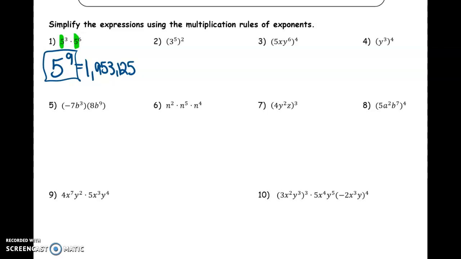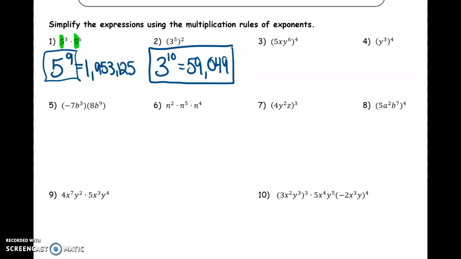For the second one, here's an example of a power of a power. So you have two exponents next to each other. So we know that we keep the base the same, and then you multiply the exponents. So 5 times 2 is 3 to the 10th. Again, I could write that out as a number, 59,049. But again, leaving it as 3 to the 10th would work as well.